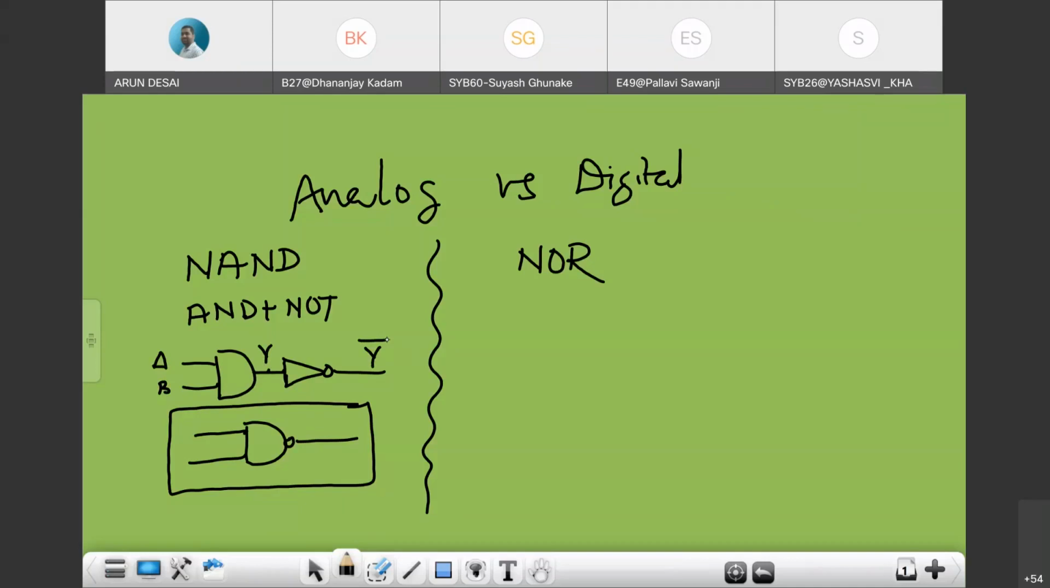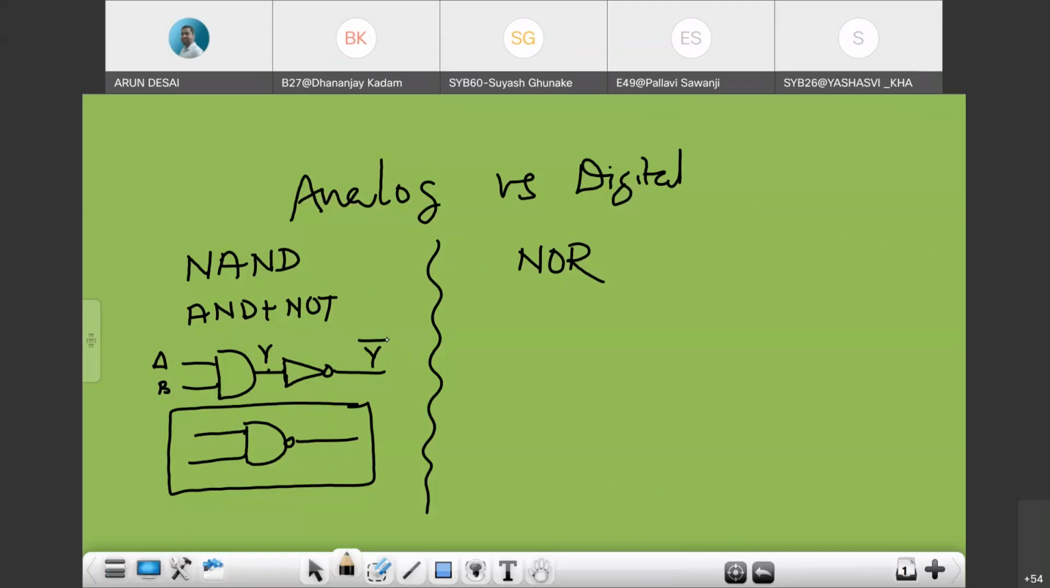Yes, exactly. Yogesh said that the NAND gate is high when either of the inputs is low, or if both inputs are low. Another way to say it: if both the inputs are high, then only the output is low. In all other cases, it is high in the case of NAND, right?